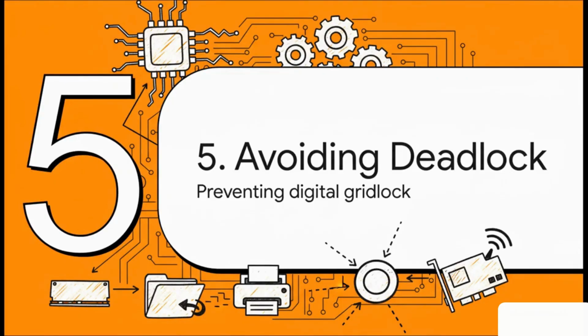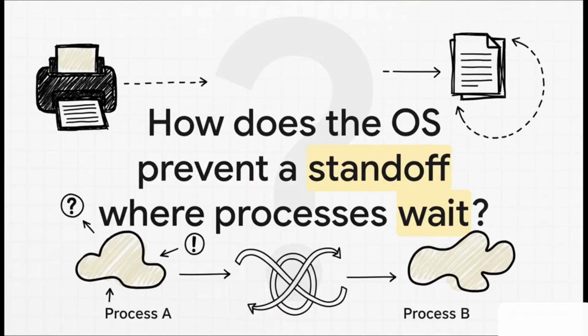So our process has its memory, it has CPU time, but it's still not done. It needs to do things like write to a file, or send a job to the printer, or access the network. And the thing is, it has to share all those resources with every other process running on the system. And all of this sharing creates a really dangerous situation, a digital standoff. Just imagine this. Process A has control of the printer, but it's waiting for a file that's being used by Process B. At the exact same time, Process B has the file, but it's waiting for the printer. See the problem? Neither one can move forward. They're stuck in a permanent gridlock, and your whole system just freezes.